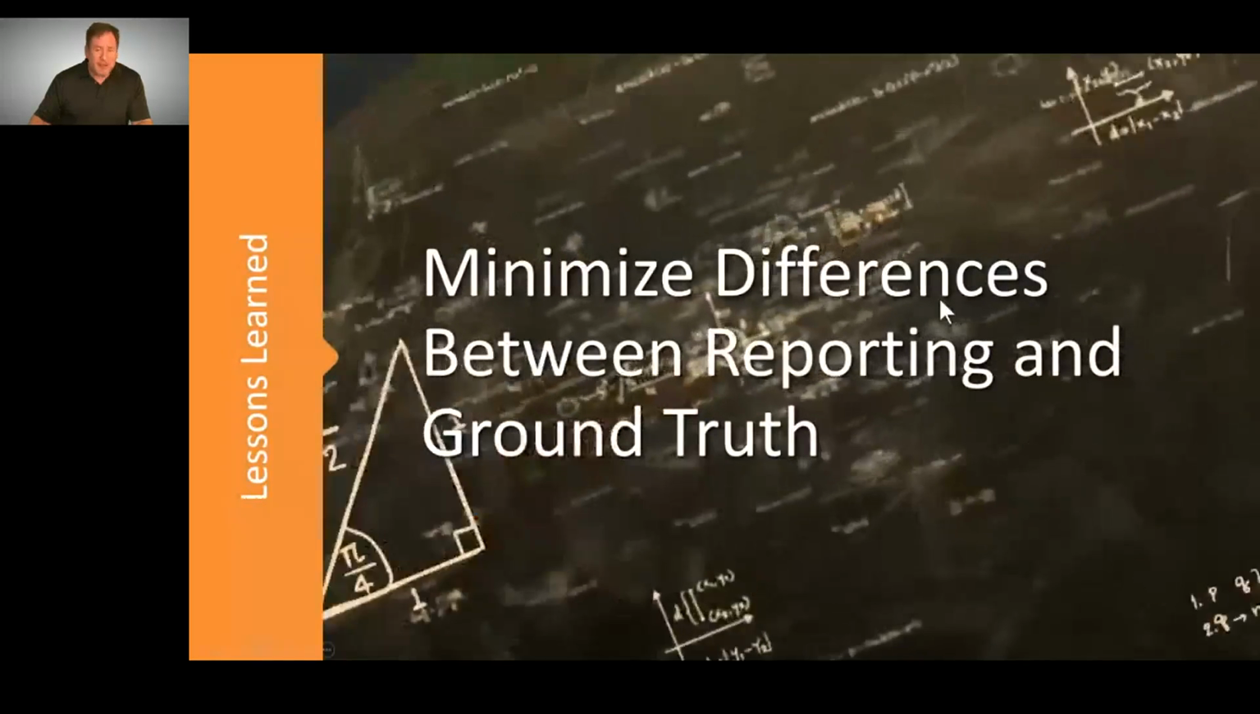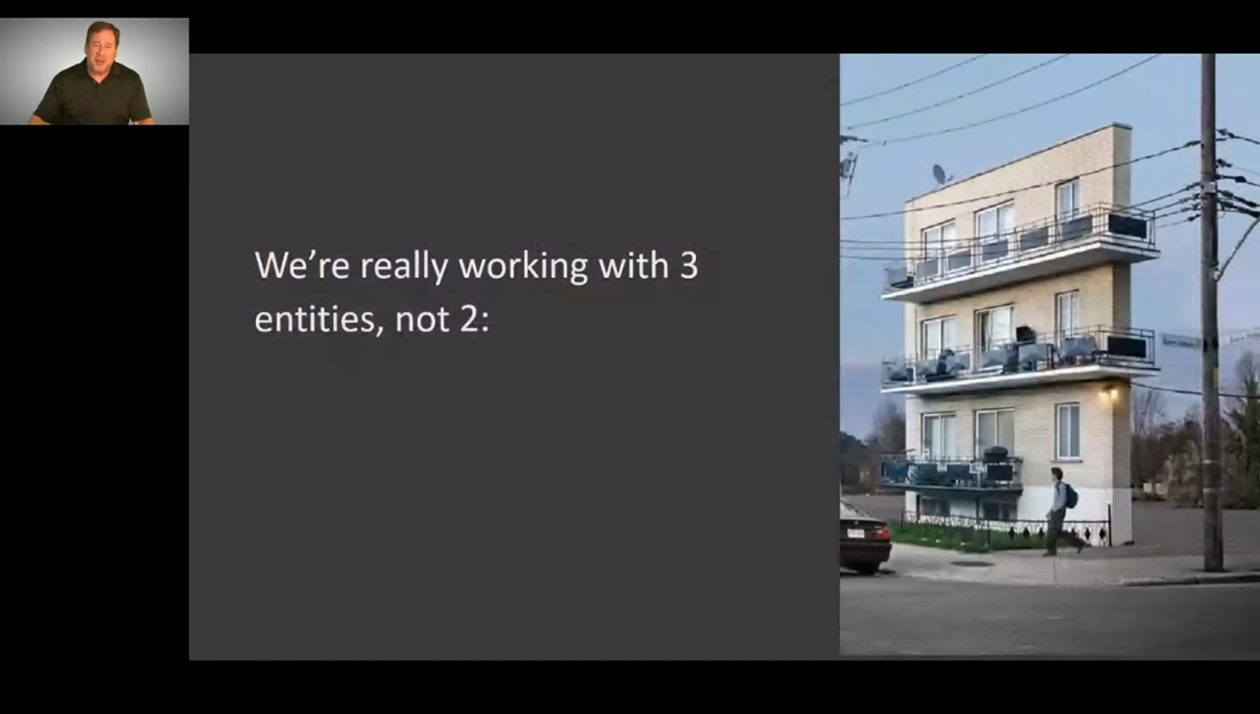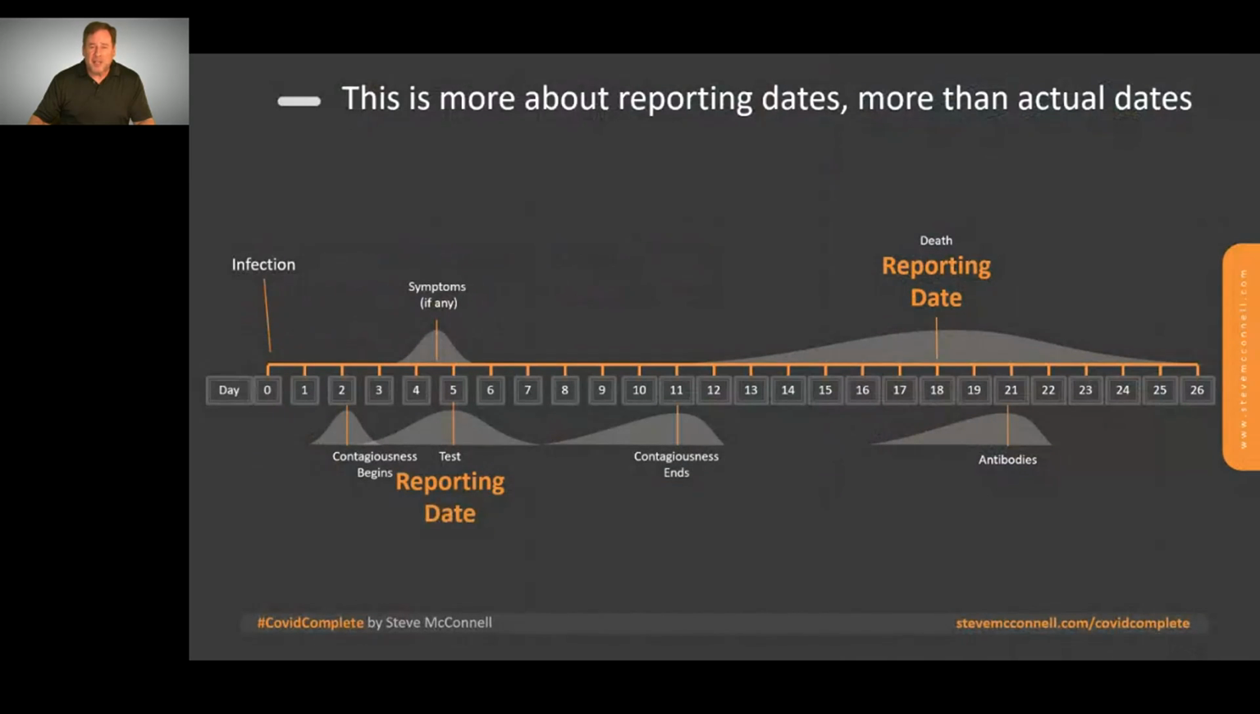Next point I'll talk about is to minimize the differences between reporting and ground truth. I've hinted at this quite a bit already, I think. But I think it's important to understand we're really working with 3 entities, not 2. We'd like to think that we're working with ground truth and that the ground truth forms the basis of our forecast. But because we've got all this variability around when things get reported and how accurately they get reported, and corrections that occur to reporting later, the dates that we're talking about in my forecast model are not the dates that the events occurred, it's the date that the event got reported, and those are not the same thing.